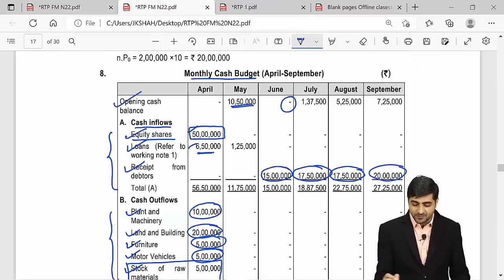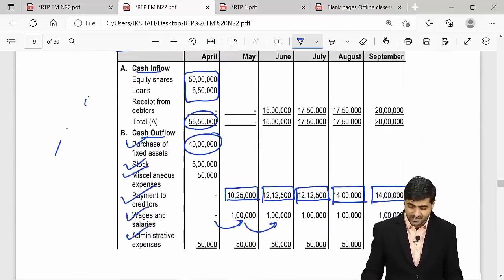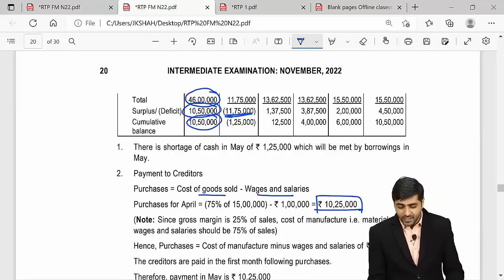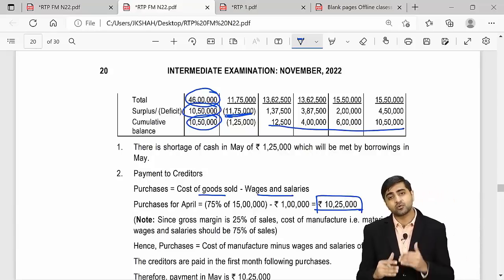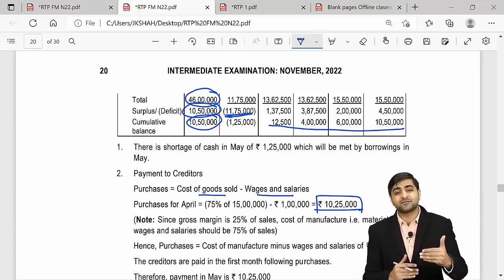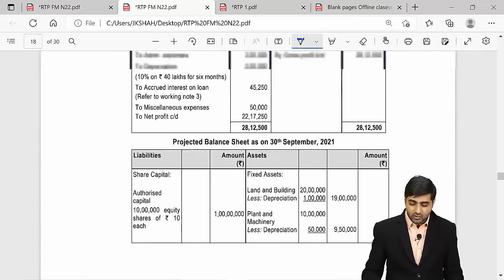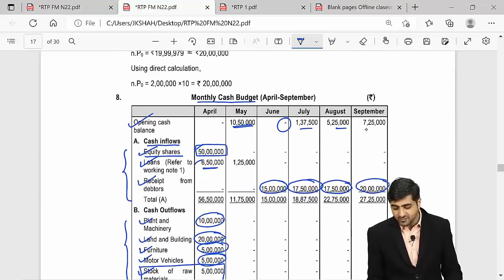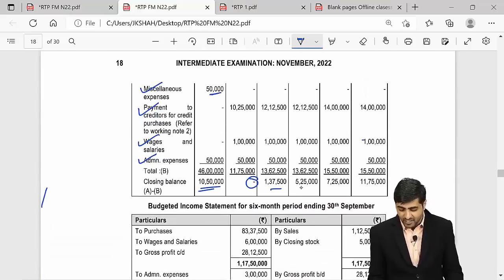Your institute has prepared a working for the same, and they have identified that there are some borrowings, but you can also do it as part of your format. Then similarly for all the other months, there is no such deficit, so there is going to be some closing balance only which will be transferred to your next month. In this way, your cash budget will be over, and you will have opening balance for each and every month, and finally your closing balance will be calculated.